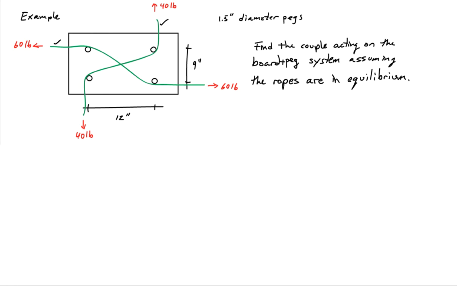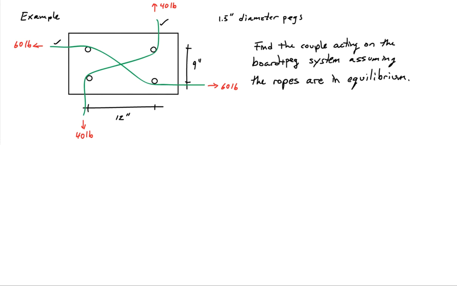Consider the following example. I have a board, square or rectangular, with 4 pegs in it, and wrapped around those 4 pegs are 2 ropes that I pull on with given forces, 40 pounds on the rope going up and down and 60 pounds on the rope going left to right. I'd like to calculate what is the total couple acting on the board plus peg system, assuming that each of the 2 ropes is individually in equilibrium.